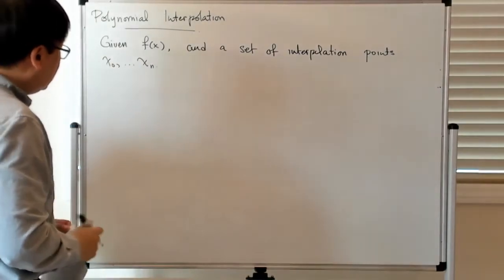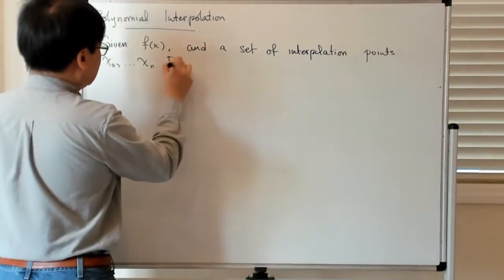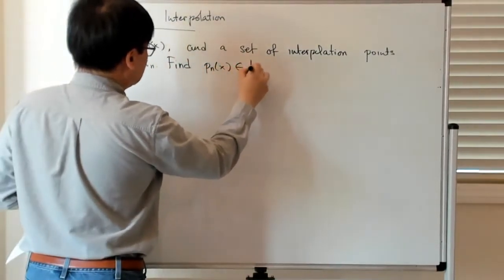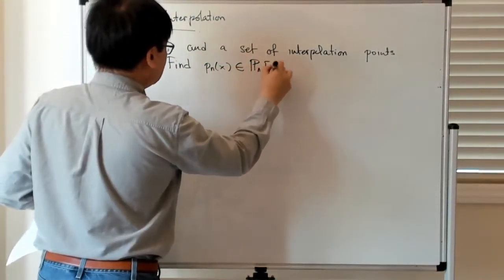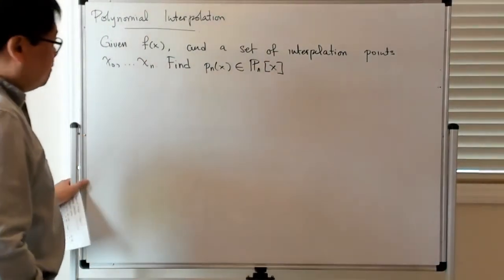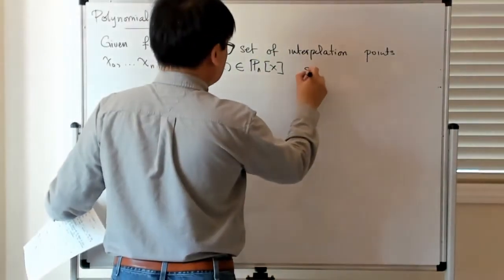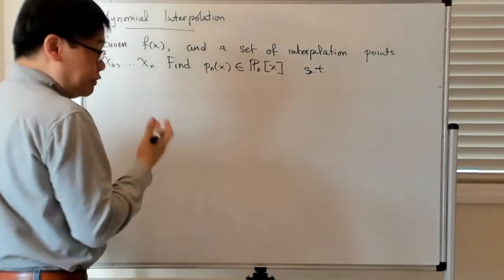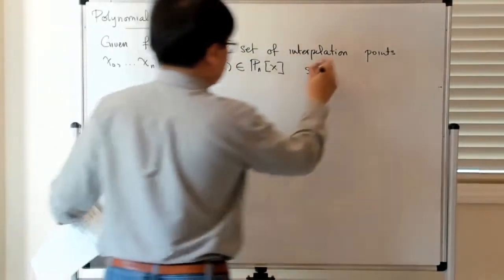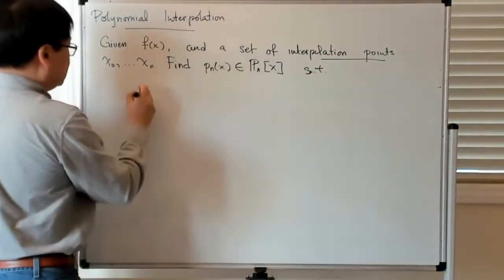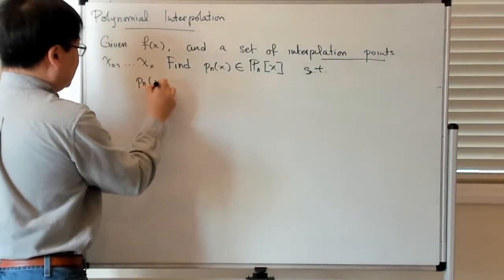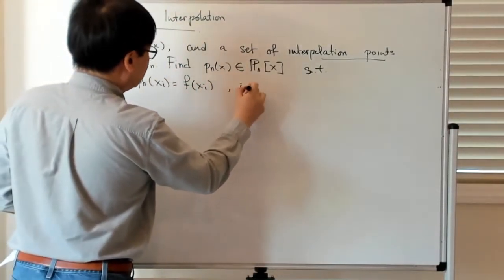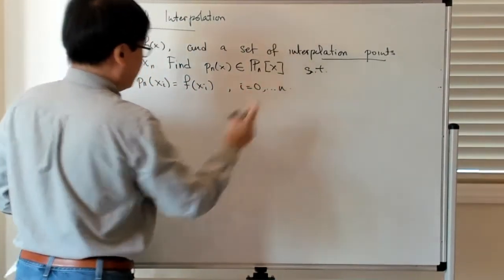And then the basic idea is that you want to find a polynomial Pn of x in the space of degree n polynomials in x, such that Pn of x agrees with f of x at the interpolation points. So Pn at xi is equal to f at xi for i equals 0 to n.